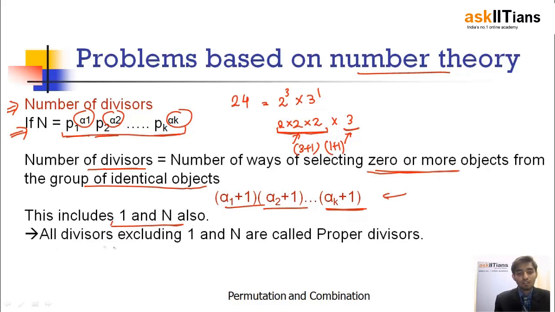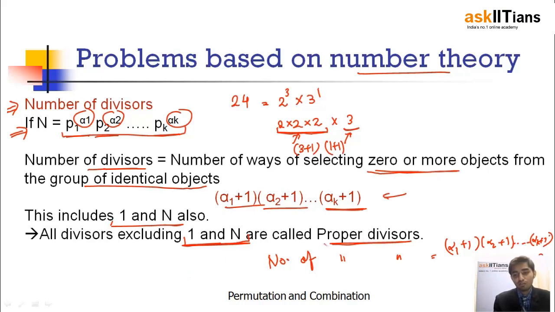All the divisors excluding 1 and n are called proper divisors. So if you want to find out the total number of proper divisors, that will be given by this formula minus 2. So alpha 1 plus 1, alpha 2 plus 1, up to alpha k plus 1, minus 2. So basically you will exclude 1 and n itself, and you will get the total number of proper divisors.